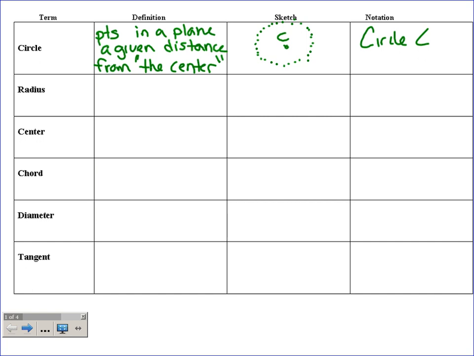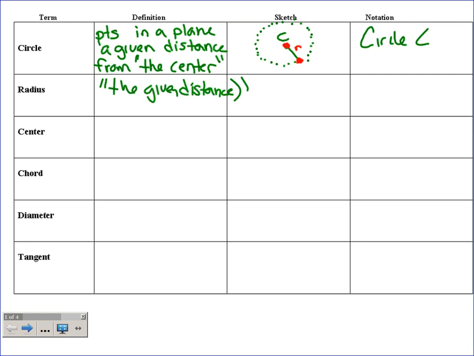Cool. Radius. It's a given distance we just talked about. Given distance. Okay? So when we talk about this right here, from C out here to any of these points, that's going to be your radius R.